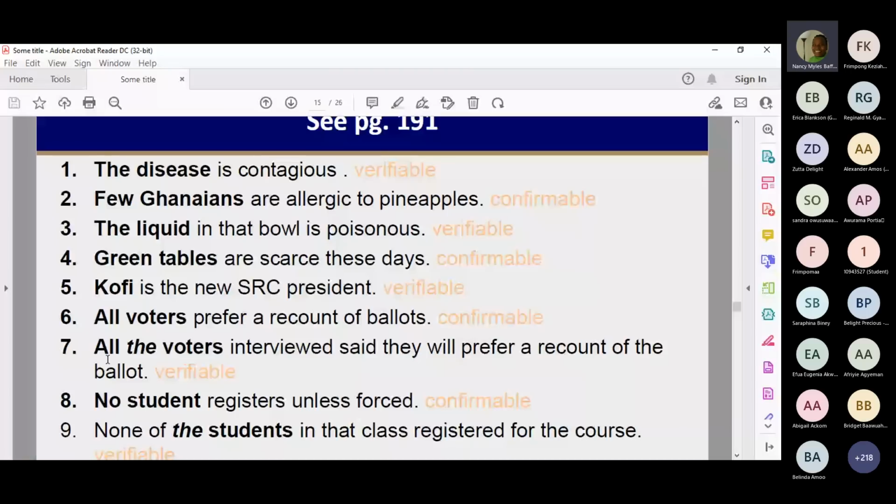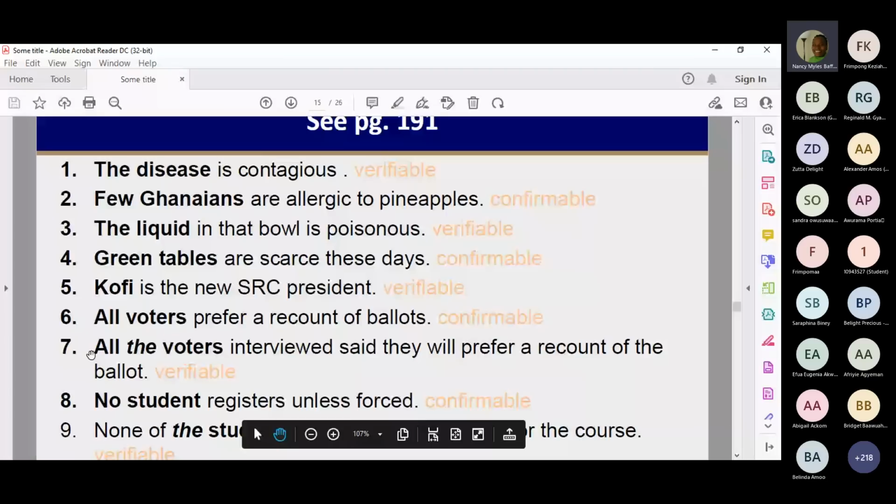You see the difference? So 6 and 7, the 6 is what? A universal generalization. Therefore, it is a confirmable statement. It depends on other statements for confirmation because it cannot be directly tested. We test it indirectly. Okay. While 7, which said all the voters interviewed said they would prefer a recount of the ballot. 7 is what? Verifiable. Because it's a particular statement.